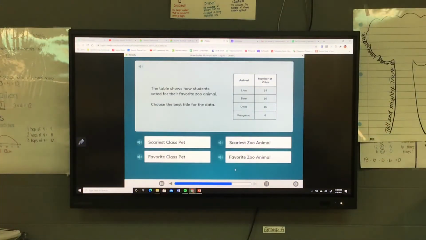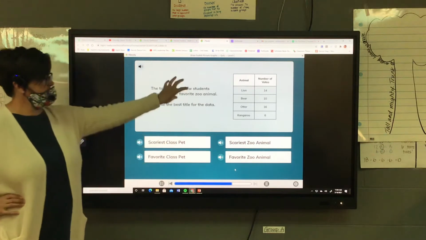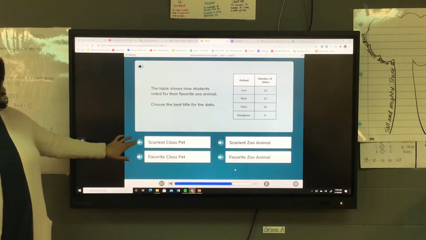We don't need the noises, friends. The table shows how students voted for their favorite zoo animal. Choose the best title for the data. So look at the information over there and think about what that is telling us.